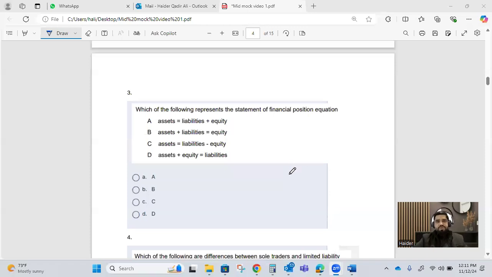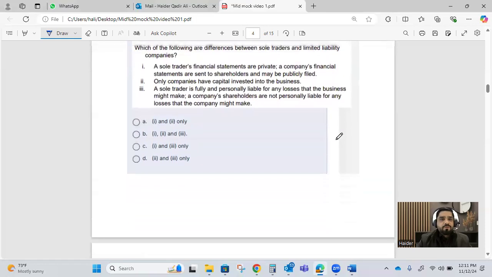Now we have our question number 3. Which of the following represents the statement of financial position equation? Obviously, this is a very easy question. Assets must be equal to liabilities plus owner's equity. So the first statement, assets are equal to liabilities and owner's equity, is 100% correct. All the remaining equations are not correct. So our answer is A. So just move to question 4.